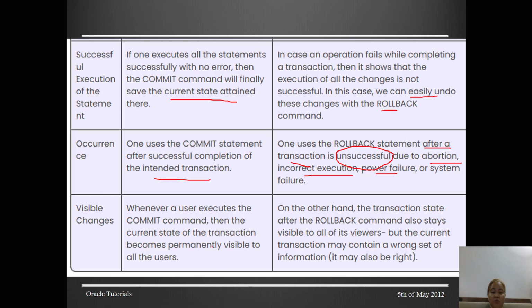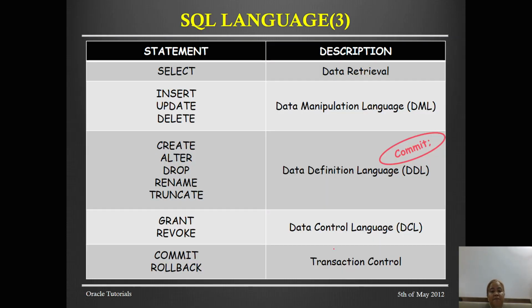Visible changes: kapag halimbawa nag-execute si user ng commit command, then the current state of the transaction becomes permanently visible. On the other hand, kapag naman rollback yung ating ginamit, it can be visible to the viewers, but the current transactions may contain wrong information. It may also be right. It depends.